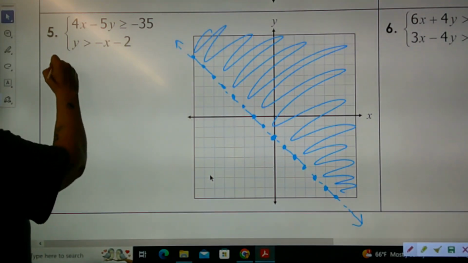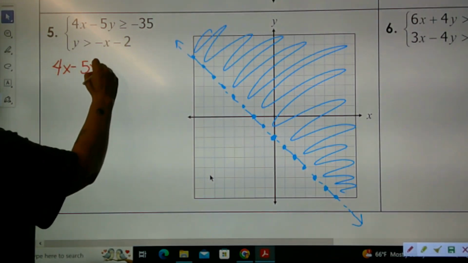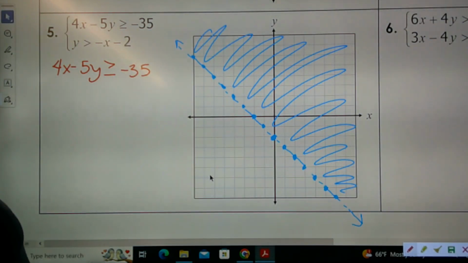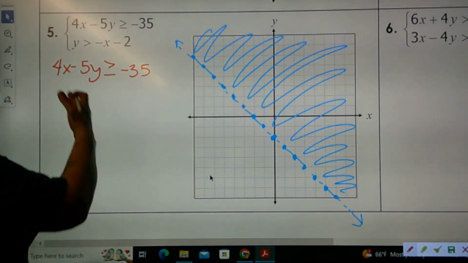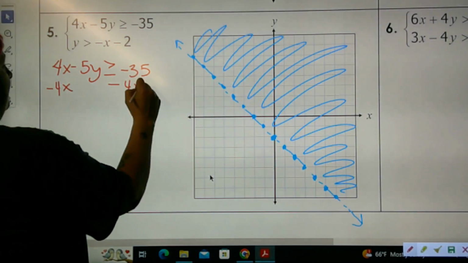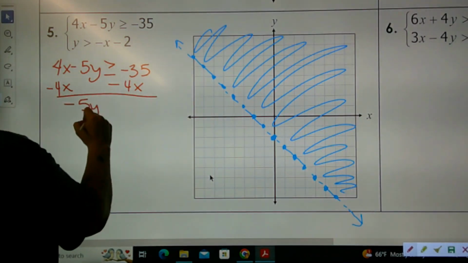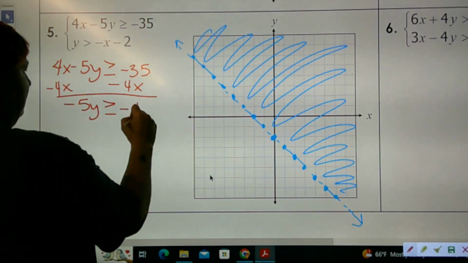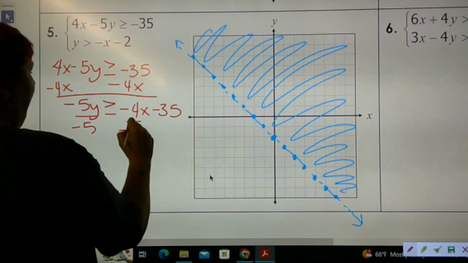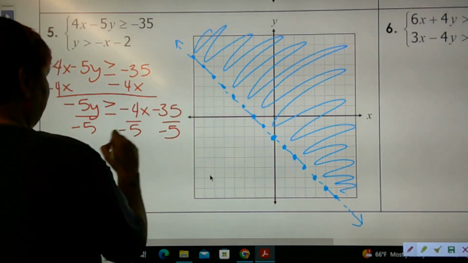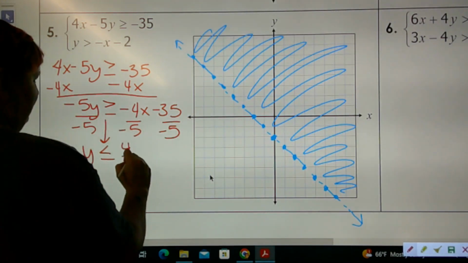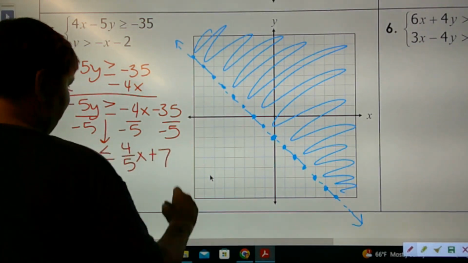And then let's convert the other one. Remember, we're moving the x term. It's not always going to be the first term. You actually have to ask yourself, is this the x term? I need to get rid of the x term. -5y, which means we're going to end up flipping the symbol. I'm just making a side note for myself so I don't forget. Because if you divide or multiply by a negative, you have to flip the symbol. 4 over 5x plus 7.